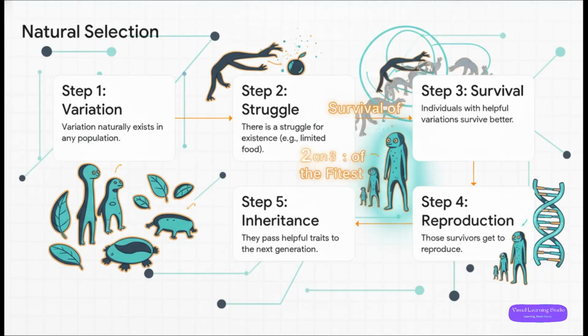And that observation led to his whole theory of natural selection, which we can break down into 5 really simple steps. First up, you've got variation. In any group of animals, there are just natural differences. Step 2, there's a struggle for existence. There's not enough food or resources to go around for everybody. So that leads to step 3, survival. The ones who have a helpful variation, the fittest, do better and survive. And this is the crucial part, step 4. Those survivors get to reproduce. And finally, step 5. They pass on those winning traits to their kids. Do that for millions of years, and the whole population starts to change.